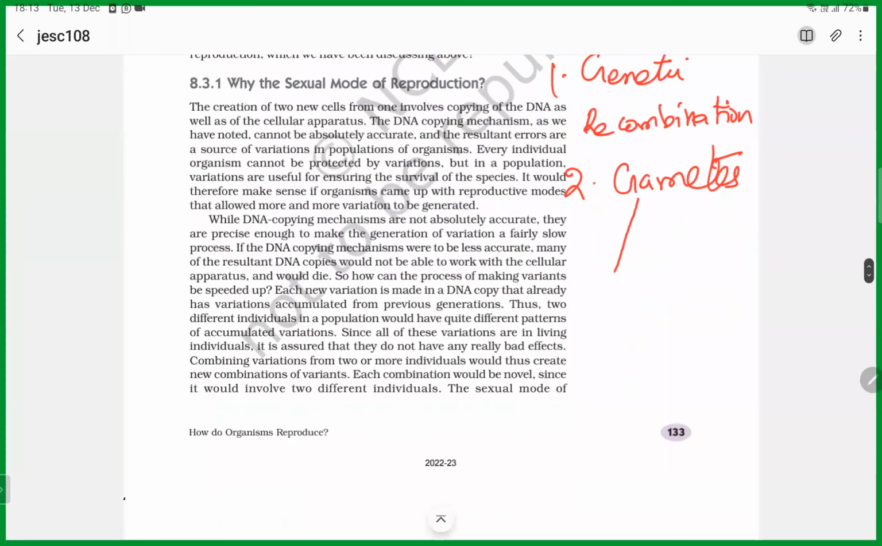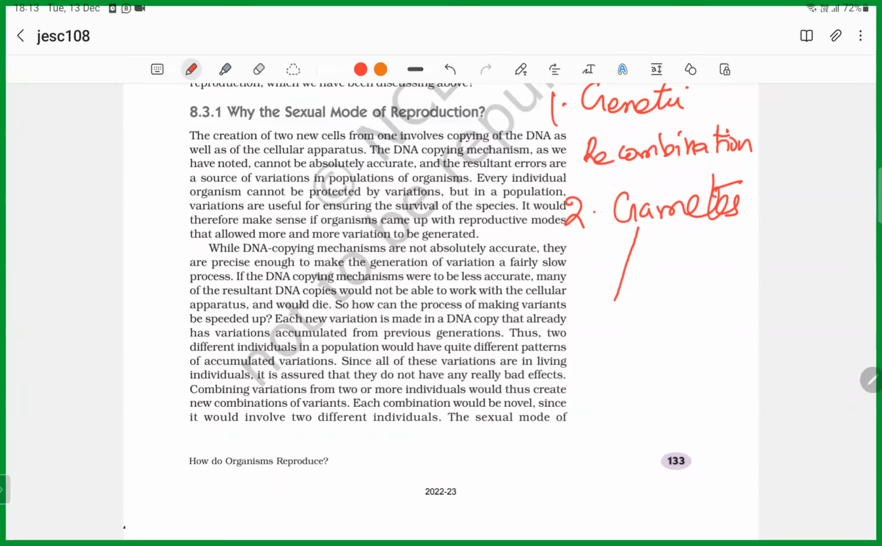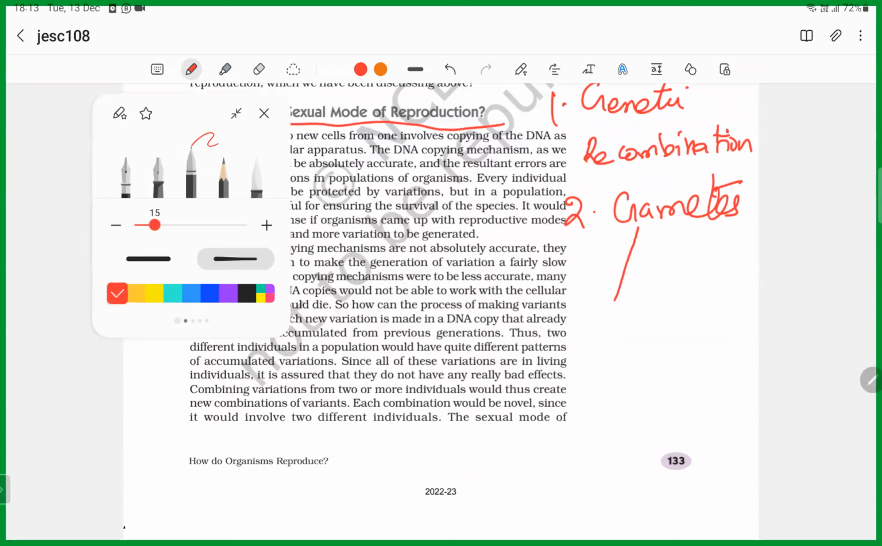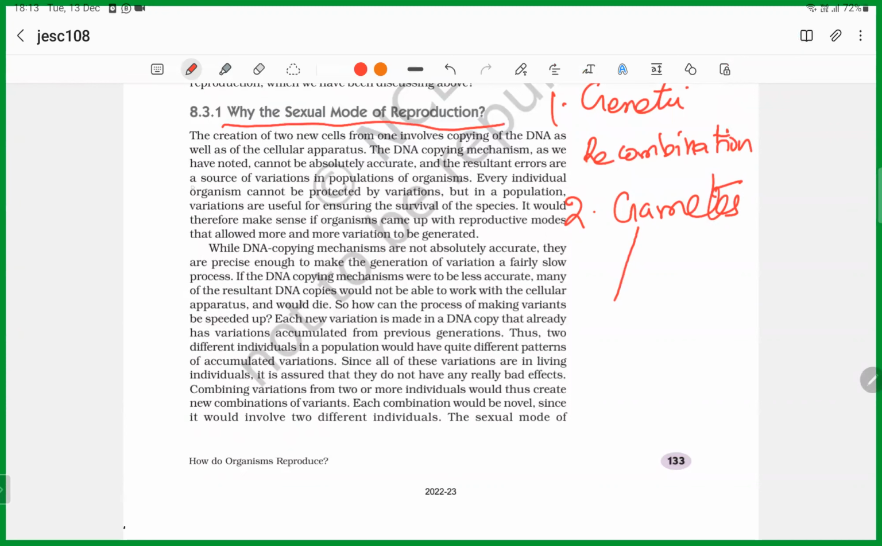Now, how can you answer this question? Why is the sexual mode of reproduction preferred? Meaning the significance: why do organisms prefer this method? Variation. Very good. So variation, one important thing. Sexual reproduction is a source of variation in the population of organisms. Very good.